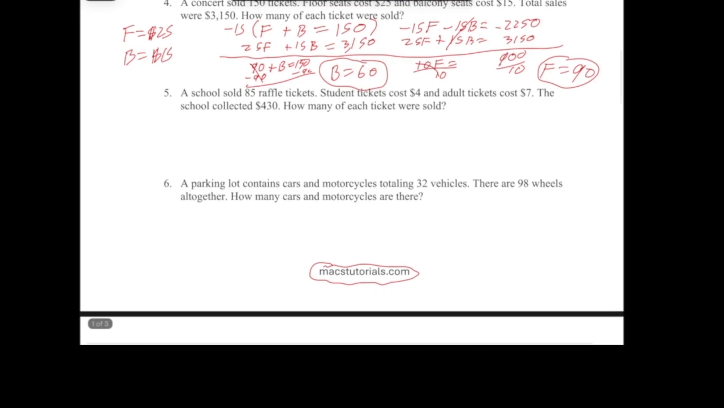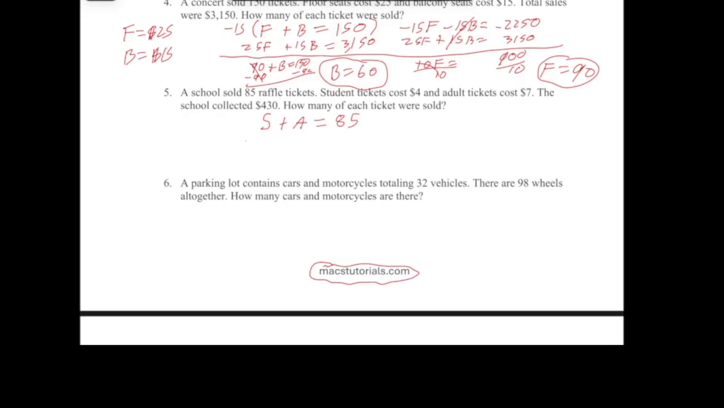Okay, a school sold 85 raffle tickets. Student tickets cost $4, adult tickets cost $7. The school collected $430. Very similar problem, okay? The raffles, we have adult and the student. So we have the student tickets plus the adult tickets. All together, how many raffle tickets? 85.